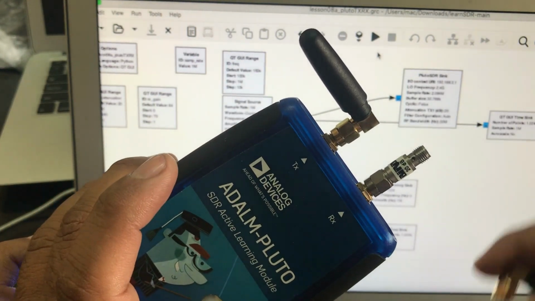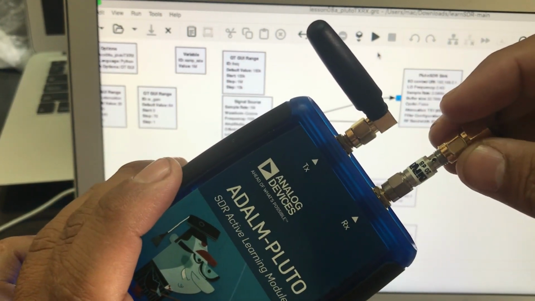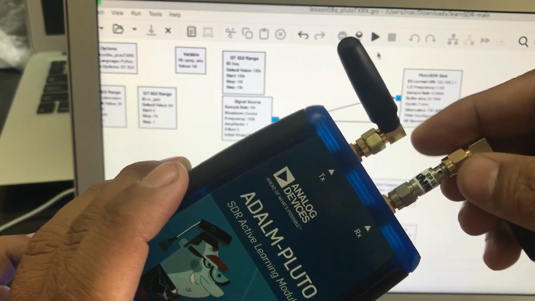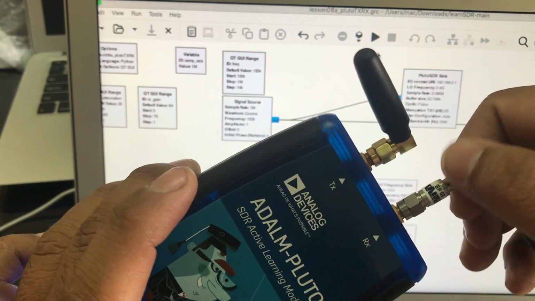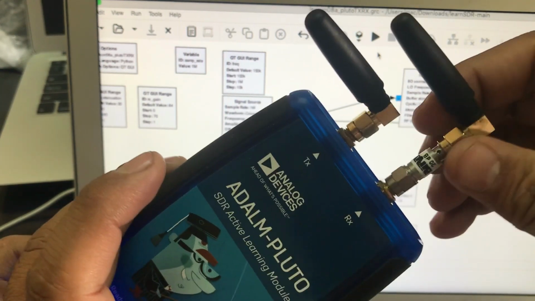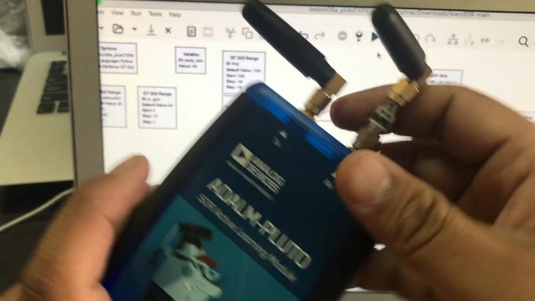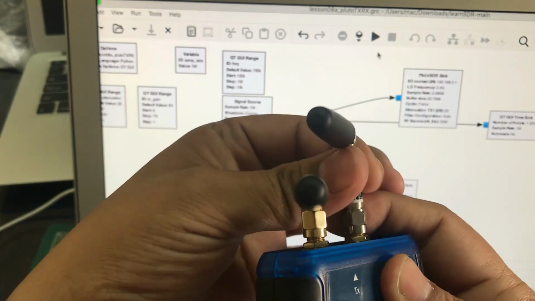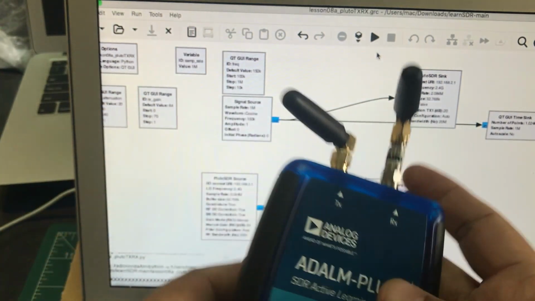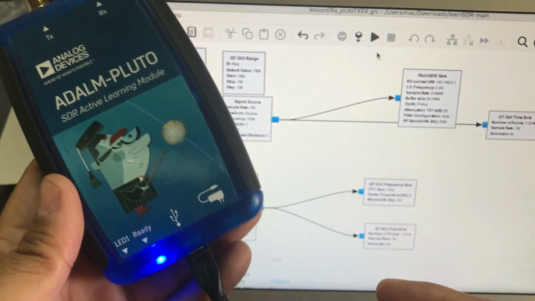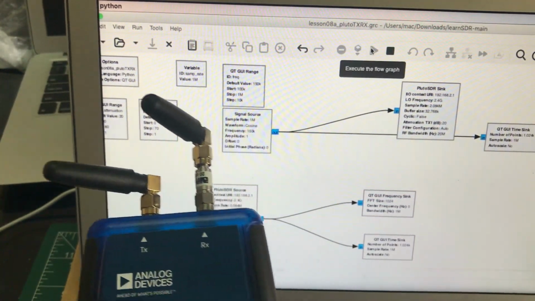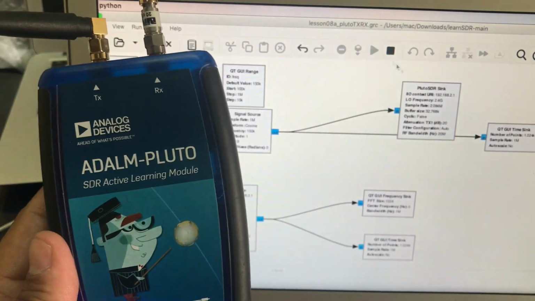Just to remember, at TX 0 and RX gain 0, at 150 kilohertz, I was getting about negative 40 dB. This is my baseline. Based on that, I'm going to judge how much attenuation is taking place. So I'm going to screw this back. All right, let's run this now. I'm going to run this flow graph, and the flow graph is running.